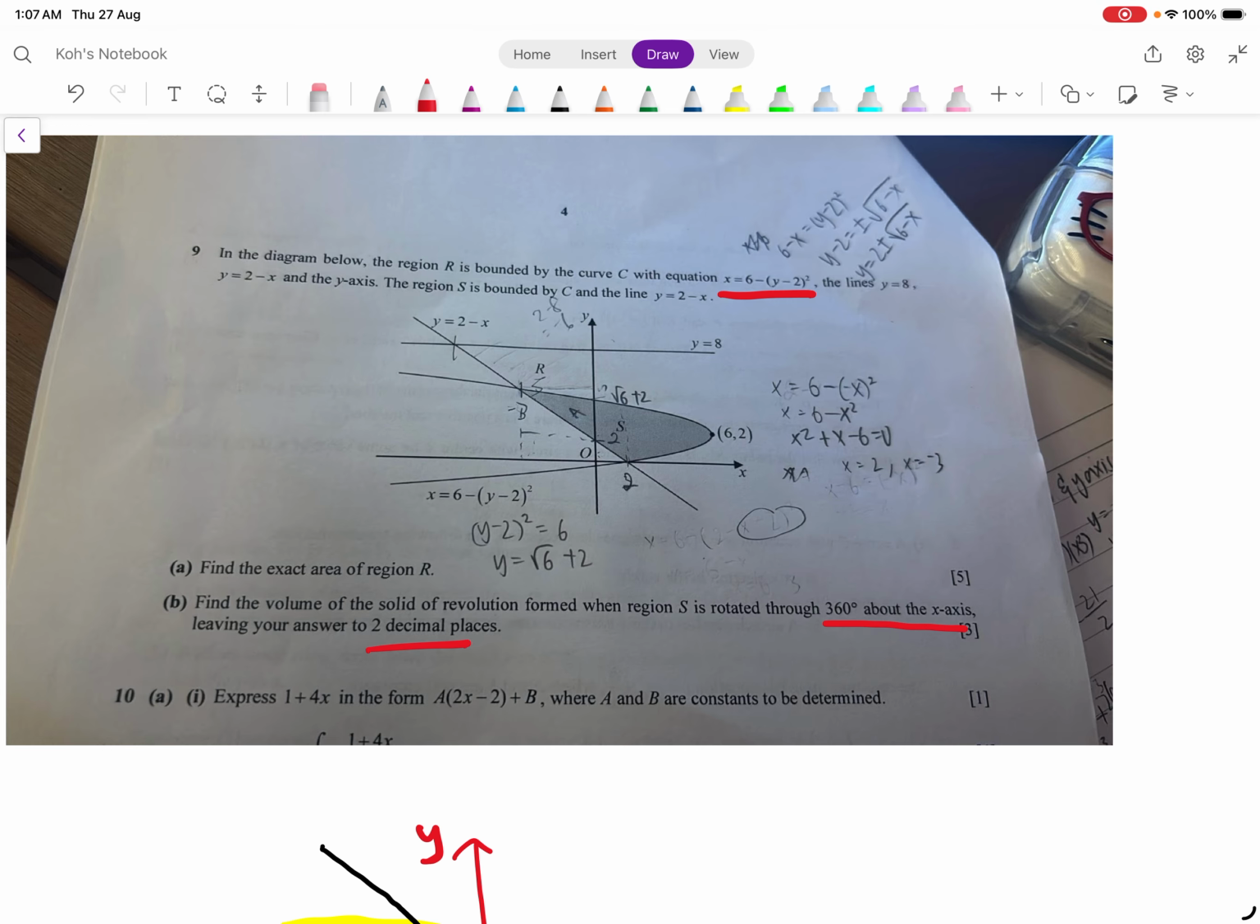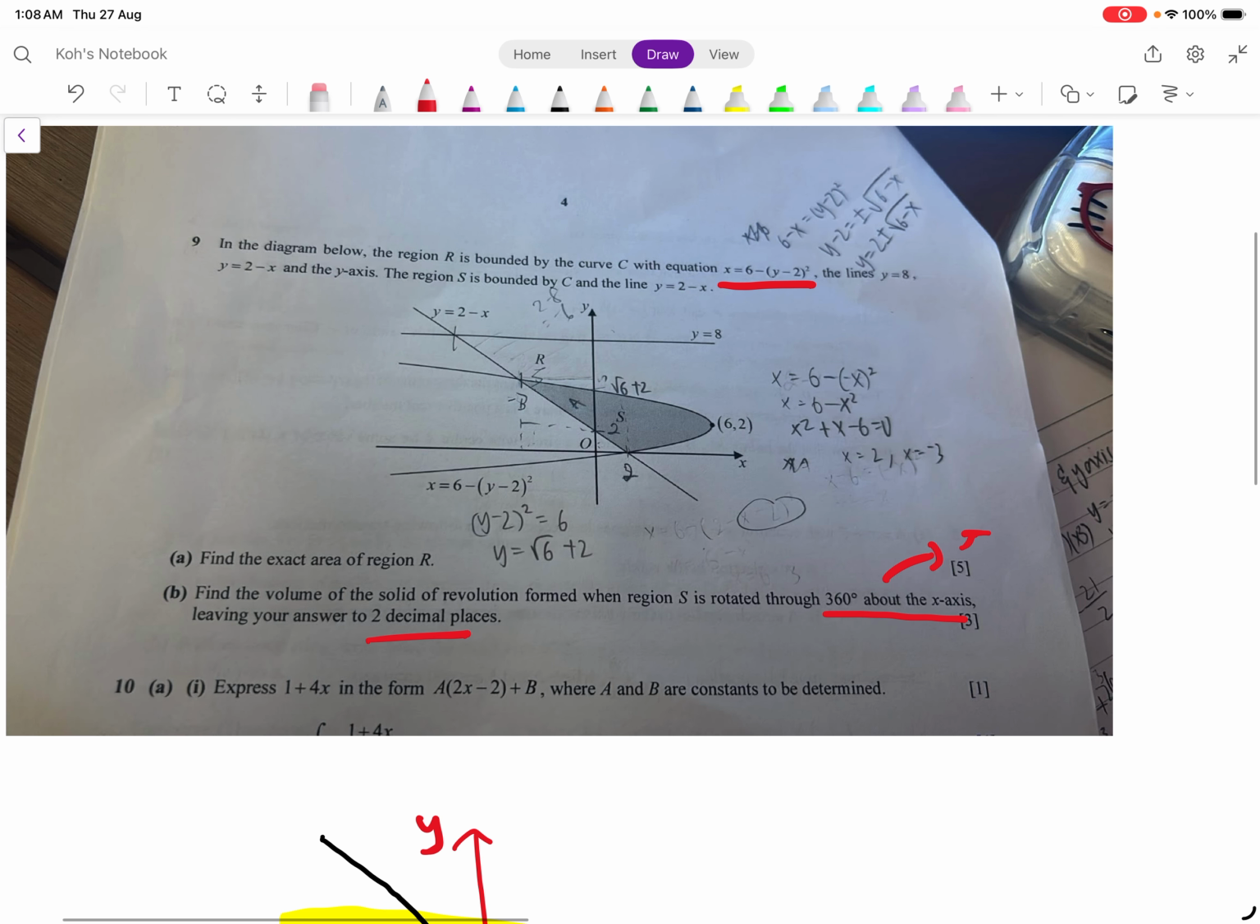If you want to find the volume of revolution when you rotate 360 degrees about the x-axis, you must use this formula: pi integral y square dx. But the equation given is in terms of x, so I need to manipulate a bit. Let's do the manipulation. x is equal to 6 minus (y minus 2) squared.